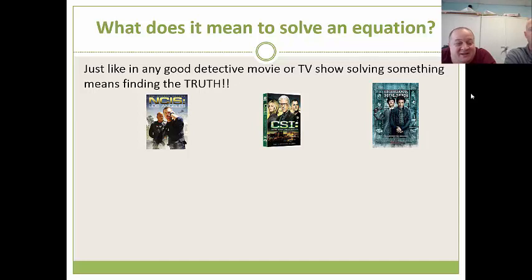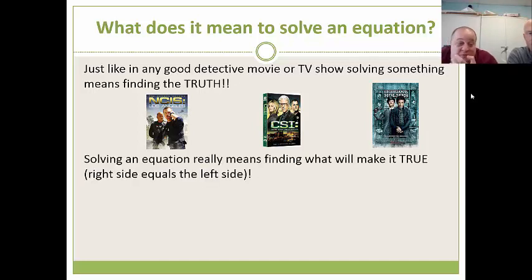What does it mean to solve an equation? You have to look at it like a good detective movie. There are lots of good detective movies out there, and some good TV shows too, like NCIS and CSI, and Sherlock Holmes for the old school. You've got to find the truth.